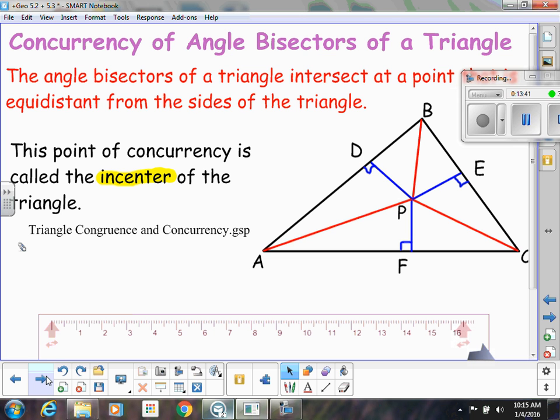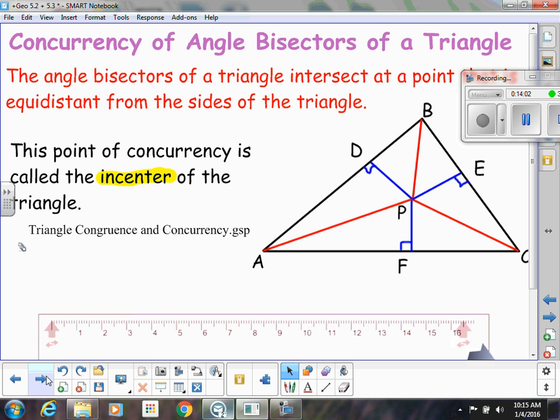All right, so now let's talk about what we have if we have multiple angle bisectors. We're going to talk about concurrency again. So remember, concurrency is when we have 3 or more. The angle bisectors of a triangle intersect at a point equidistant from the sides of the triangle. This point of concurrency is called the incenter.